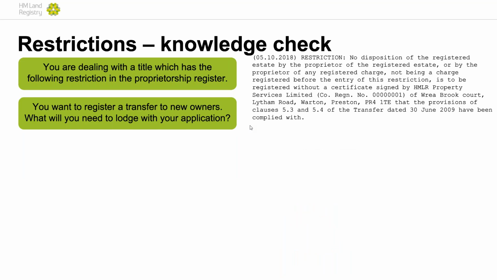Last knowledge check to go through now. The question is, you're dealing with a title which has the following restriction in the proprietorship register. You want to register a transfer to new owners. What will you need to lodge with your application? Again, please pause the video to give yourself time to consider the question and write down an answer. And when you're ready, press play and we'll view the answer.